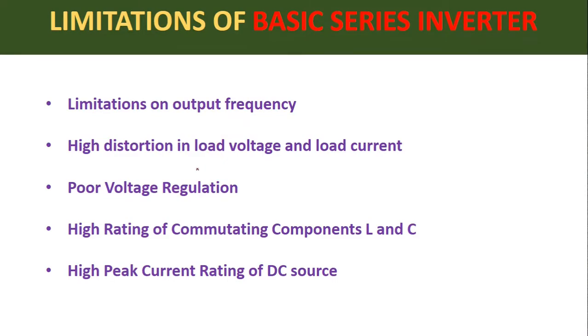There are 5 limitations or drawbacks of basic series inverter circuit. First one is limitations on the output frequency. Second one is high distortion in the load voltage and load current. Third one is poor voltage regulation. Fourth one is high rating of commutation components, that is inductor and capacitor. Fifth one is high peak current rating of the DC source. Now we will discuss all these limitations one by one.